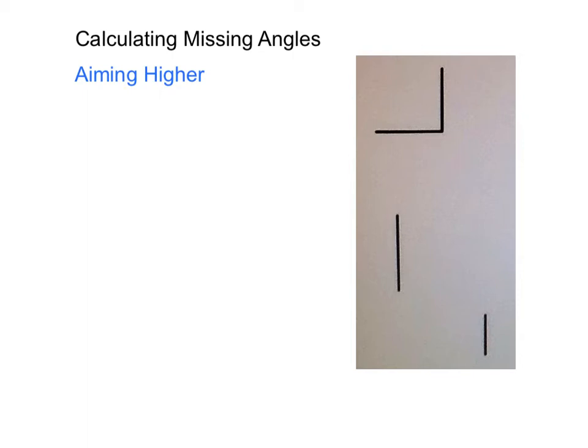This one's all about finding missing angles, and this is the aiming higher version. To start off, we're going to have a look at different types of angles. So you can see here, you'll be familiar with our right angle that we've got here.